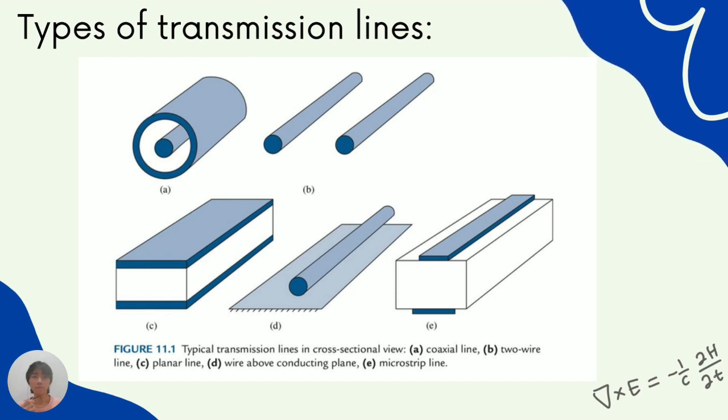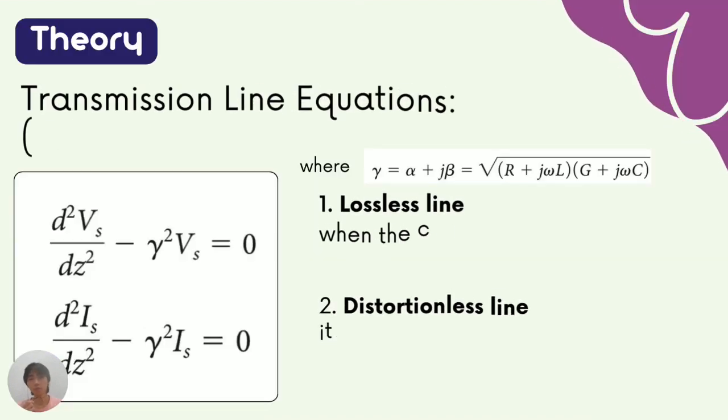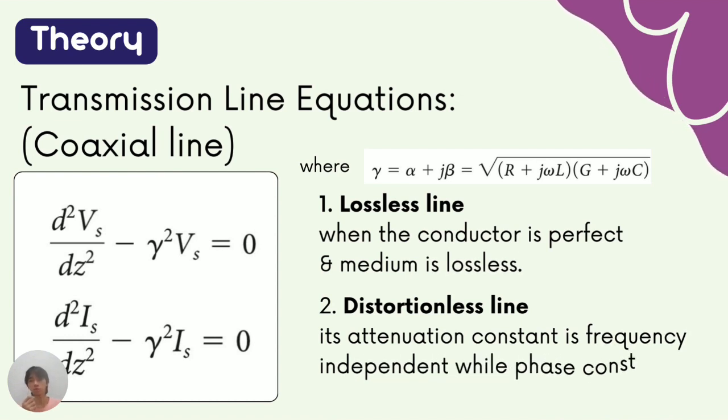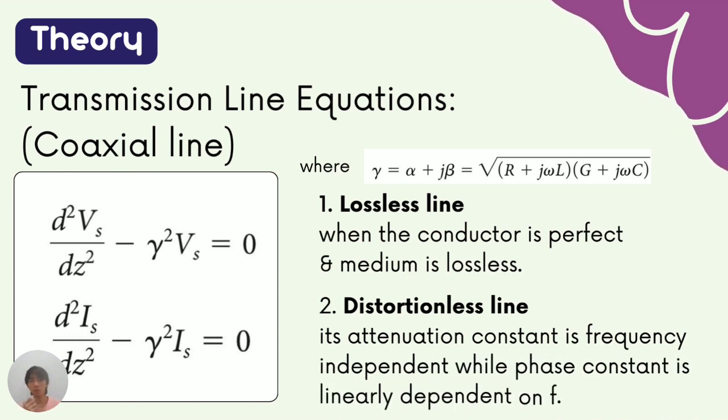And then we go to the theoretical part. As we know, the behavior of transmission lines is described by the transmission line equations, which play a similar role as Maxwell's equations previously. The transmission line equations relate the voltage and current along the line. And these equations are important for designing efficient transmission systems.